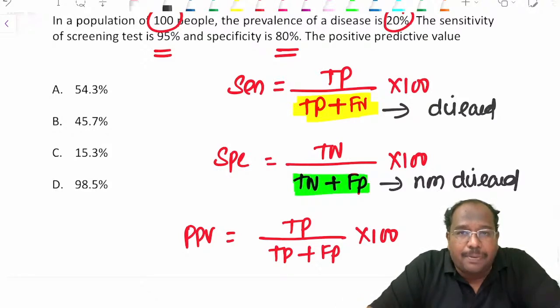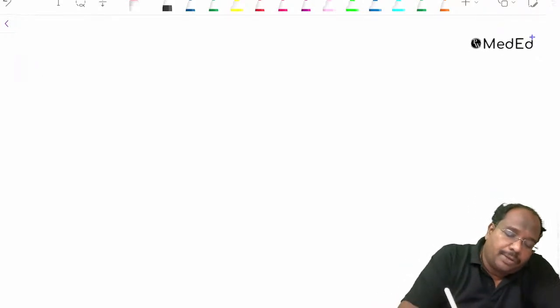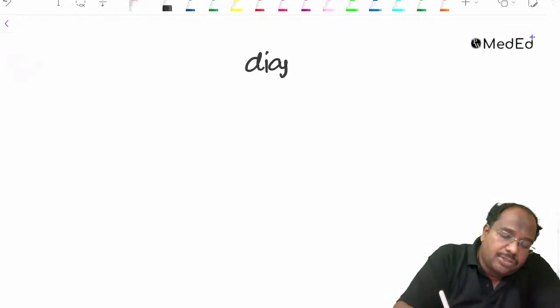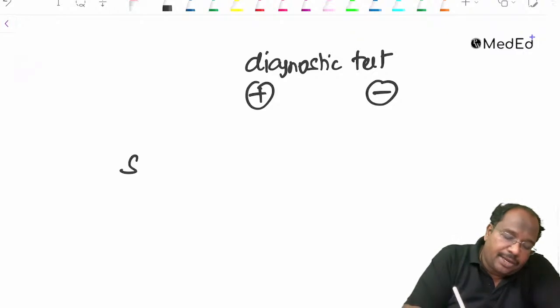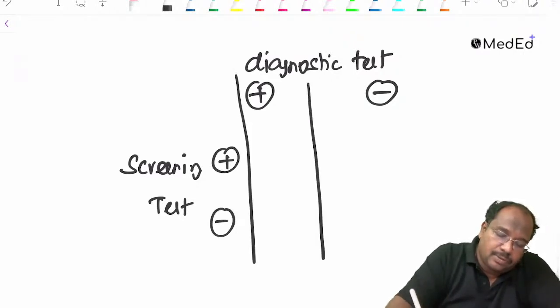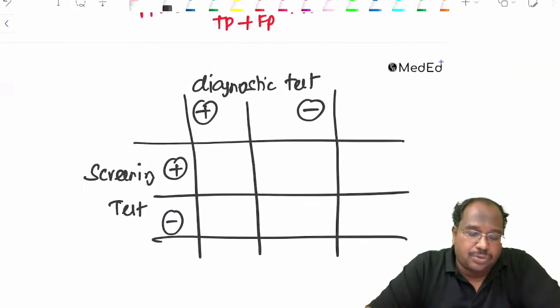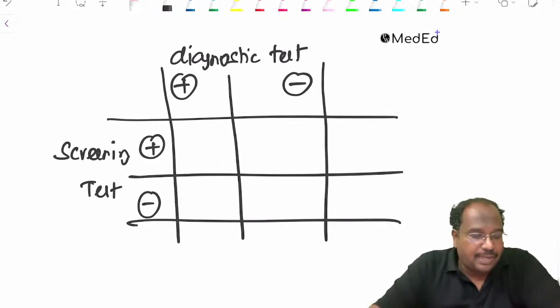They have said 100 people, prevalence is 20%. Let us make a 2 by 2 table. Look here, we are comparing a screening test with a diagnostic test. Always the diagnostic test should be on the x-axis, and the screening test should be on the y-axis. This is always, guys, always. It should not change at whatever cost. Screening test always on the y-axis, diagnostic test always on the x-axis.